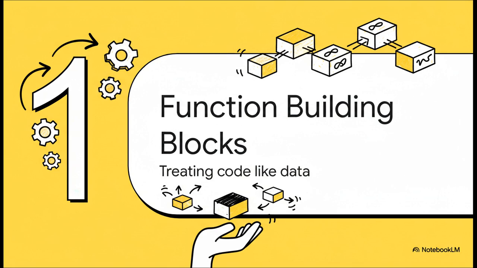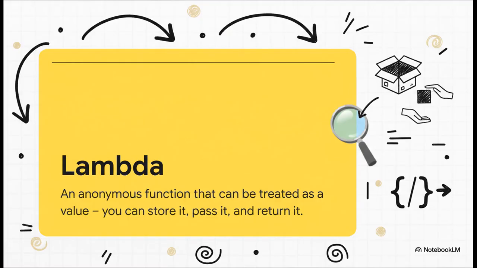Okay, so the first big mental shift we need to make is this. In Kotlin, functions aren't just special commands locked away in their own little world. They can be treated just like any other piece of data. Seriously. You can pass them around, you can store them in variables, you can use them like little building blocks for your logic. And the magic tool that lets us do this is something called a lambda.